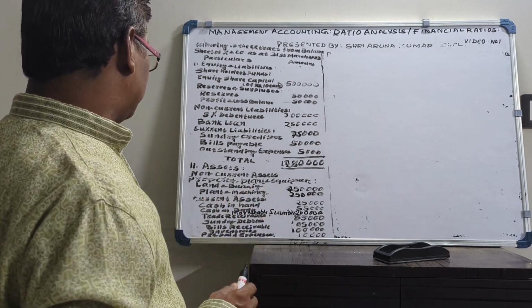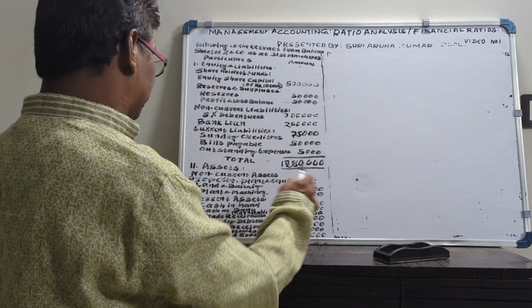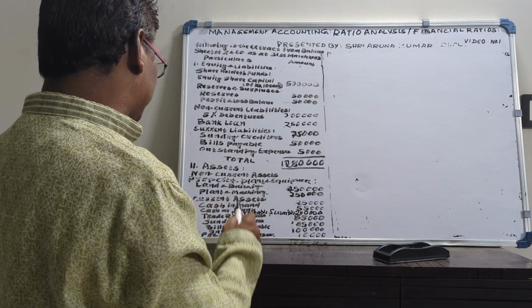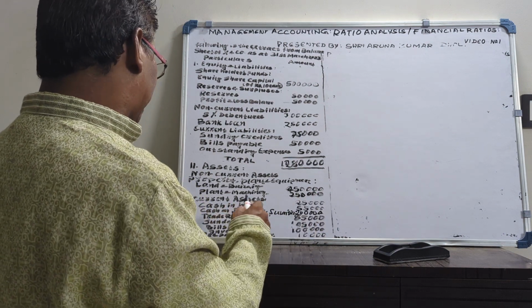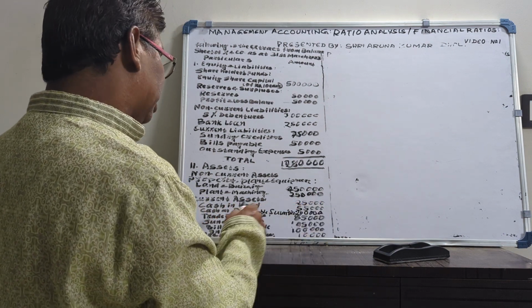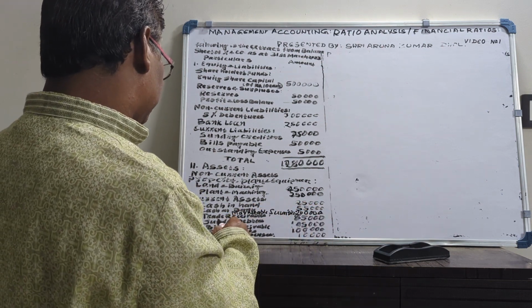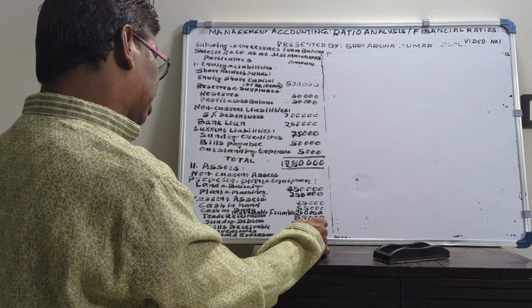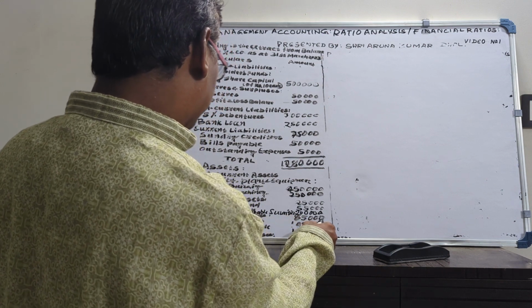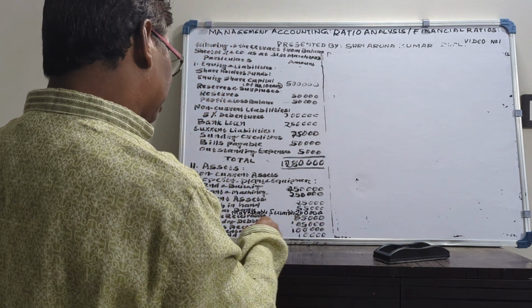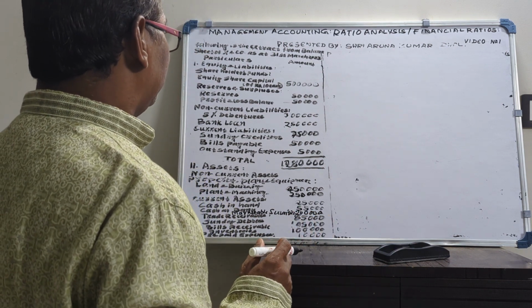Then under assets, non-current assets, that is property, plant and equipment, and also intangible assets is not in the question. So land and building 4,50,000, plant and machinery 2,50,000, current assets, cash in hand 25,000, cash at bank 55,000, marketable securities 2 lakh. Then under trade receivable, sundry debtor is 85,000, bills receivable is 1,05,000, inventory is 1 lakh, prepaid expenses 10,000. So we have to calculate the ratio.